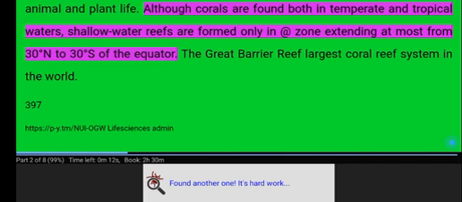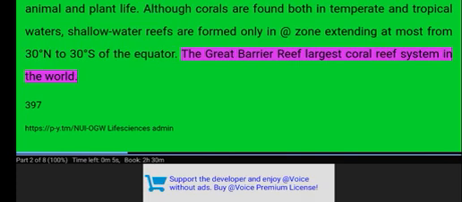Although corals are found both in temperate and tropical waters, shallow water reefs are formed only in a zone extending at most from 30 degrees north to 30 degrees south of the equator. The Great Barrier Reef, the largest coral reef system in the world.